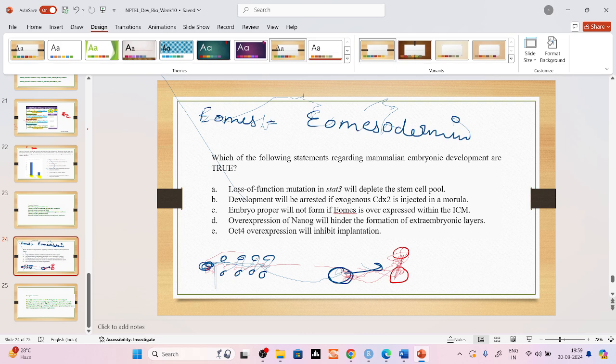At first go, you can think that OCT4 is a proliferative gene, so how can it inhibit implantation? Because it is causing just the proliferation and it is not leading the embryo to get differentiated at all. So from this you can see that OCT4, NANOG, SOX2, these are all the pluripotency maintenance genes.